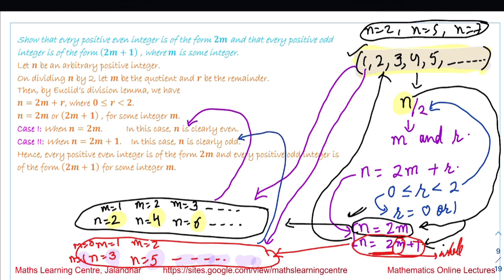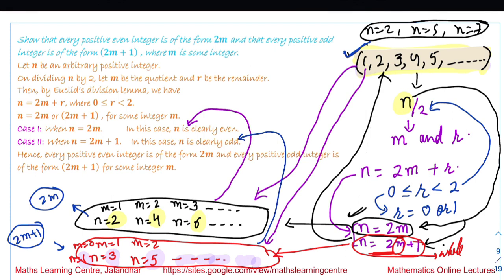So what we see is that from the collection of these positive integers, we have obtained two collections. All the numbers of the form 2m represent the even numbers, and all the numbers of the form 2m plus 1 represent the odd numbers. So we can write this as: every positive even integer is of the form 2m, and every positive odd integer is of the form 2m plus 1.